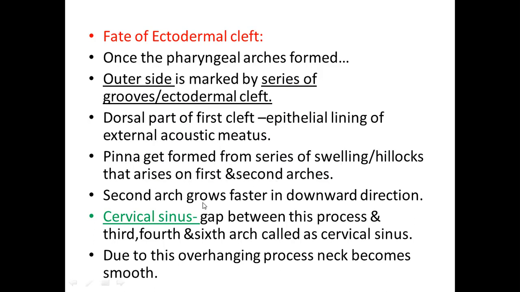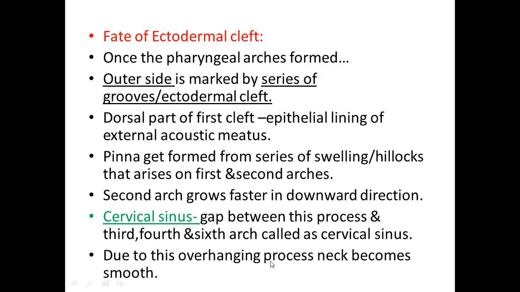The second arch grows faster in a downward direction. Due to this fast downward growth, the beaded appearance of the third, fourth, and sixth arches gets converted into a smooth structure. That's how the neck becomes smooth. So one should understand at this level what we mean by cervical sinus. The gap between this process, the second arch, which is growing faster in a downward direction, and the third, fourth, and sixth arches. This gap is called the cervical sinus.